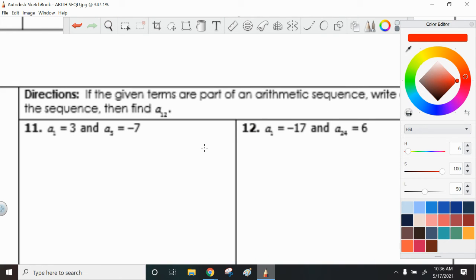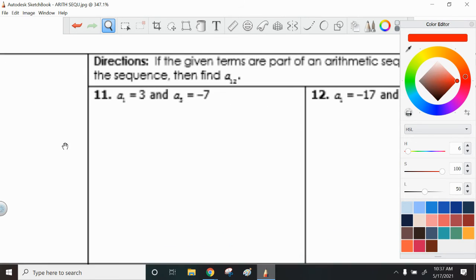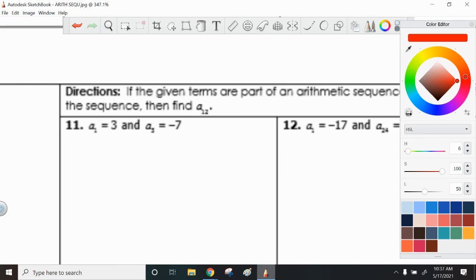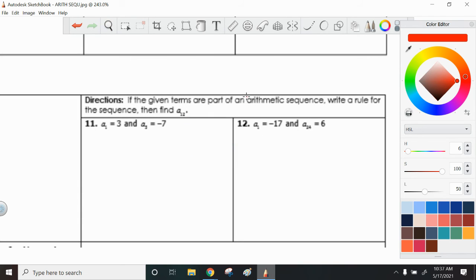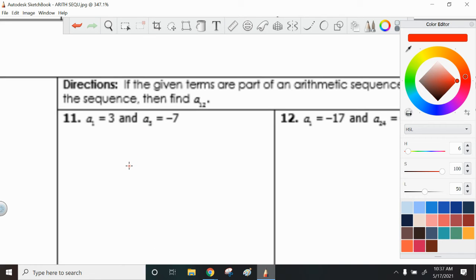Now, sometimes we'll even get questions where, for some reason, the font is really weird. If we are in an arithmetic sequence, write a rule and find A12 or term 12. So we're just going to assume that A1 is 3 and that A3 is negative 7. That's what it says, right? We're just going to rock with the 3.